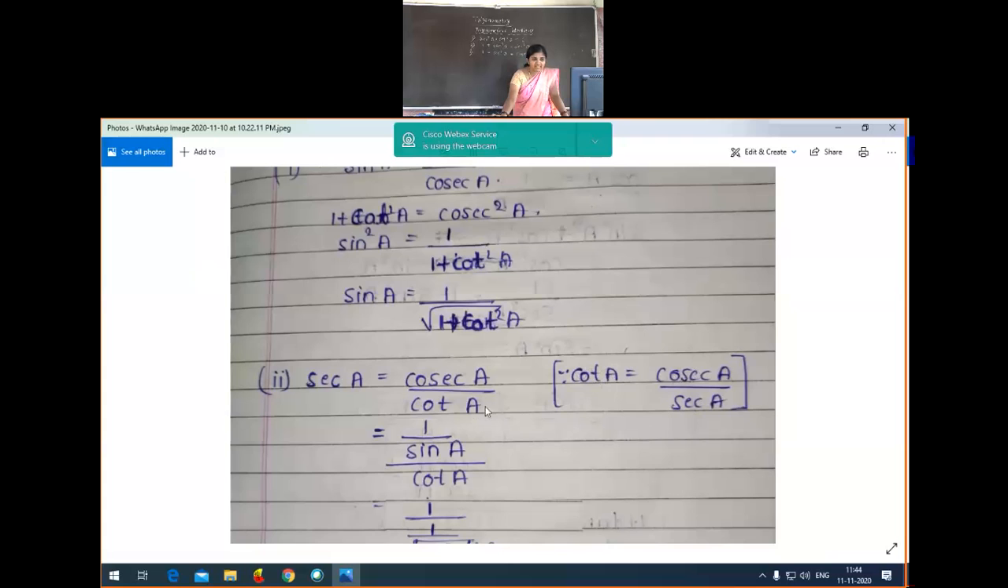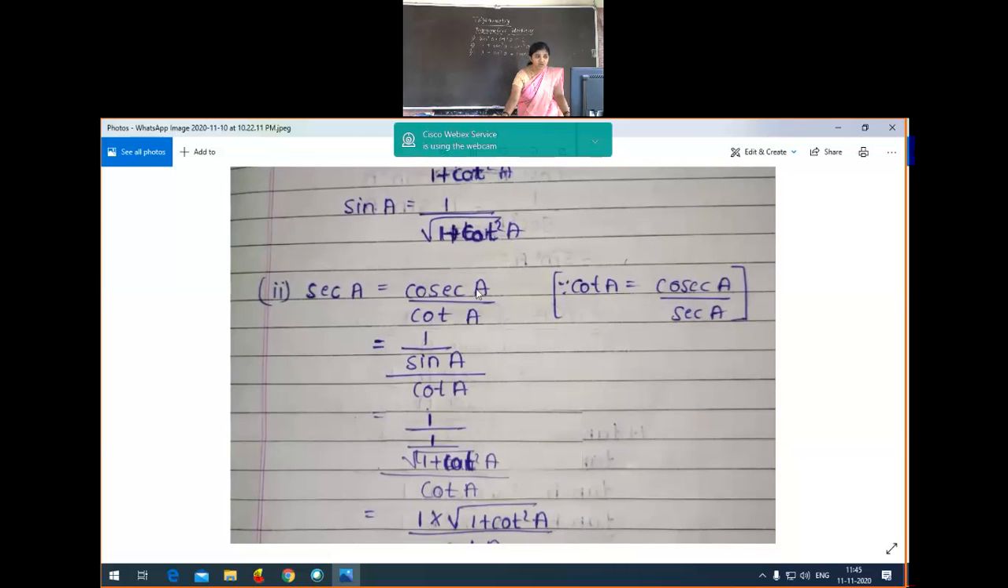Then how can we write secant A? Just transfer this secant A to the LHS side and take this cot A to this side. Then what answer will you get? Secant A is equal to cosec A divided by cot A. While solving this exercise, you have to think about what relationship to take. We took the relationship that cot A is cosec by sec. Then secant A is cosec by cot A. So now secant A is equal to cosec A divided by cot A.